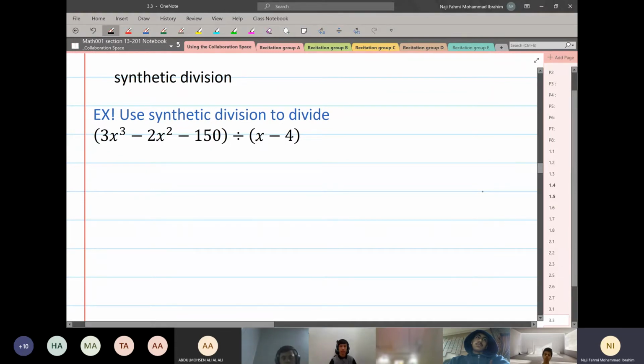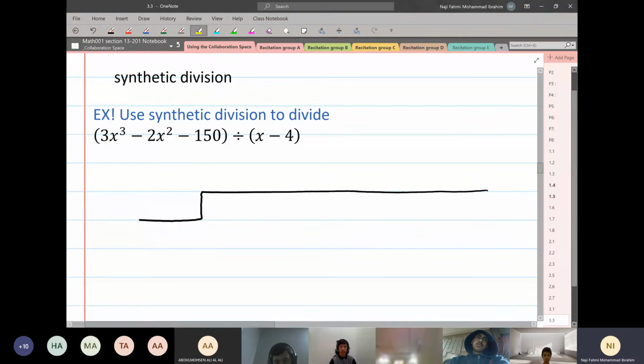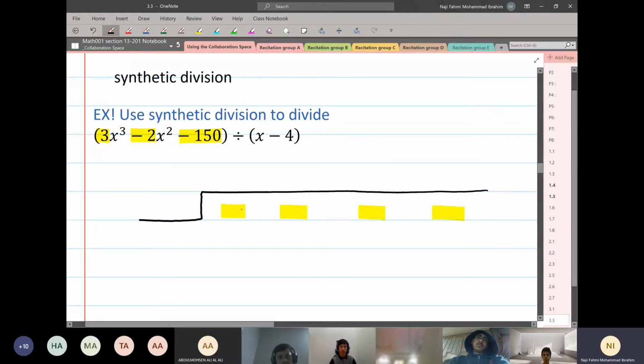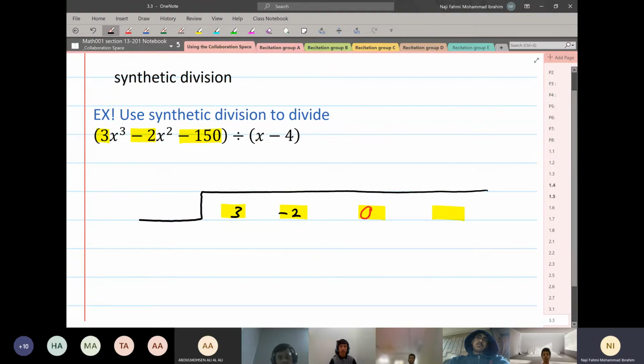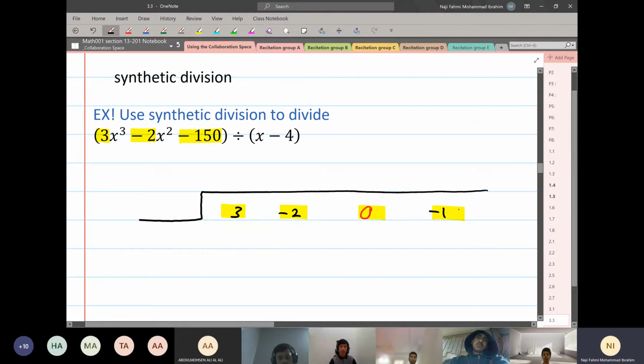Pay attention now, how will I divide, Shabab? Again, I will draw the division sign. Now, look at these coefficients of the dividend. Those coefficients, we will put them inside the division sign. So we write 3, -2, and if we have any missing term, we replace it with the coefficient 0. And -150.